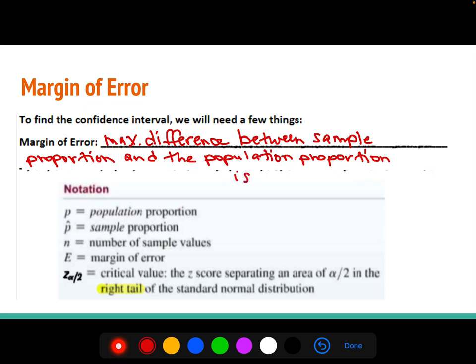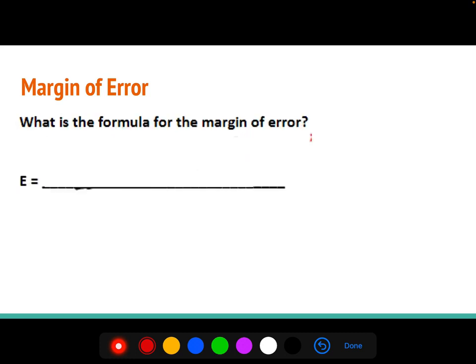And that maximum difference is called error. Again, some notation down here. P is your population proportion. P hat is your sample proportion. The difference, the biggest difference between them, is the error, capital E. Your sample size is N, and Z alpha over 2 is your critical value. The formula for error is Z alpha over 2, your critical value, times the square root of P hat Q hat over N.